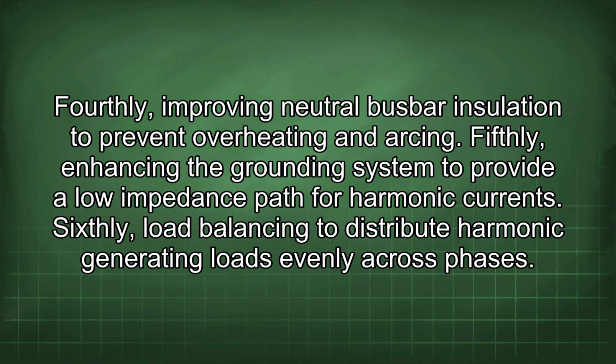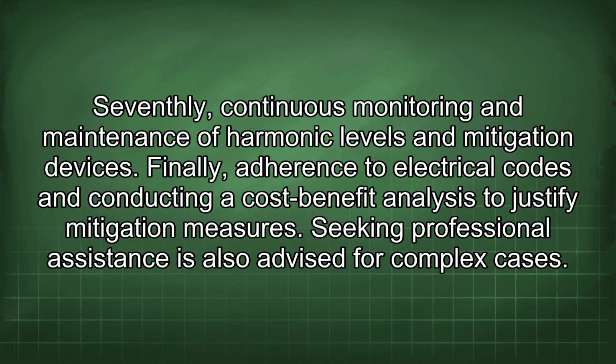Fourthly, improving neutral busbar insulation to prevent overheating and arcing. Fifthly, enhancing the grounding system to provide a low impedance path for harmonic currents. Sixthly, load balancing to distribute harmonic generating loads evenly across phases. Seventhly, continuous monitoring and maintenance of harmonic levels and mitigation devices. Finally, adherence to electrical codes and conducting a cost-benefit analysis to justify mitigation measures.